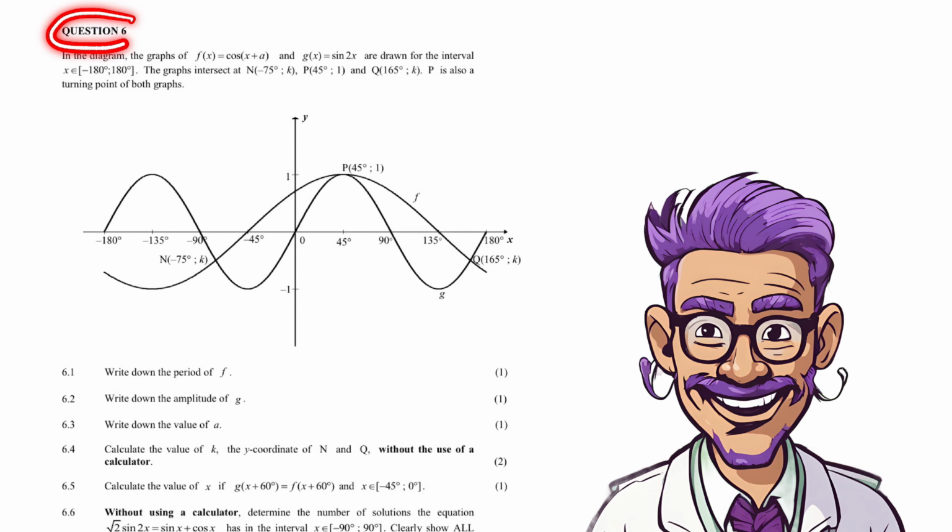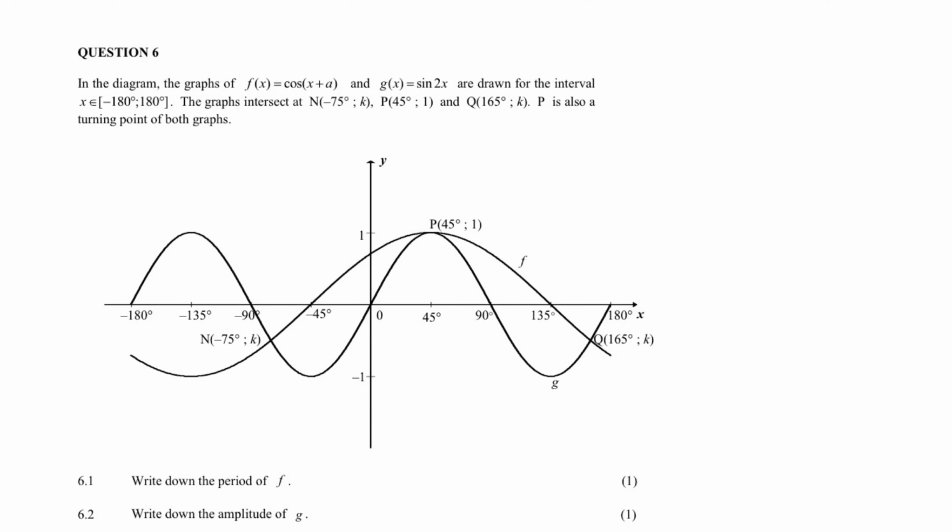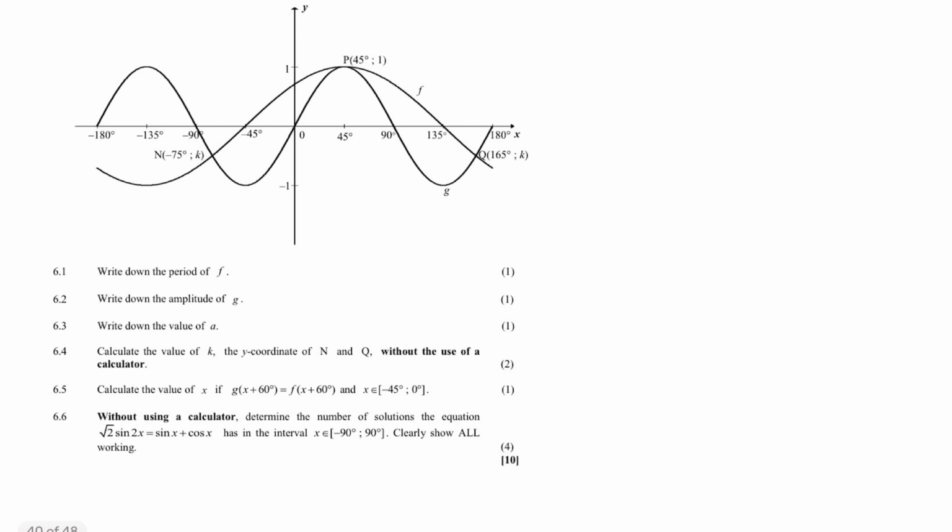Question 6 of paper 2 for June of 2024. In the diagram, the graphs of f(x) and g(x) are drawn for the interval of x between negative 180 and 180. The graphs intersect at N, P, and Q. P is also a turning point of both graphs.